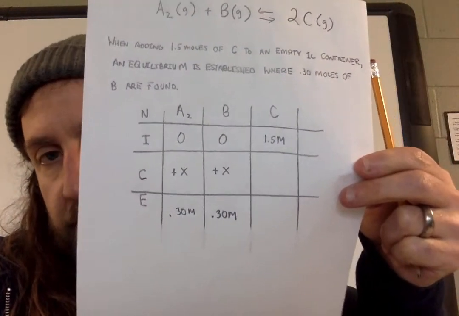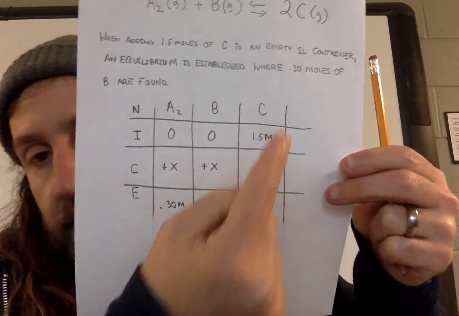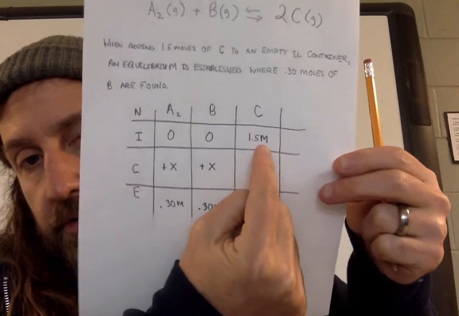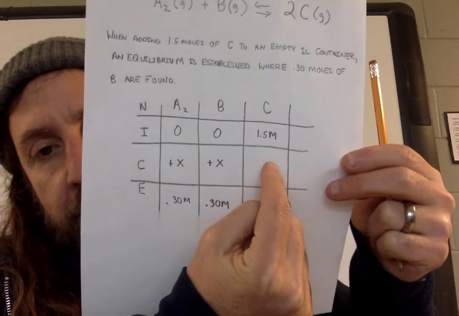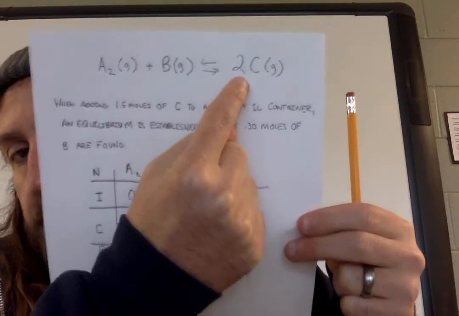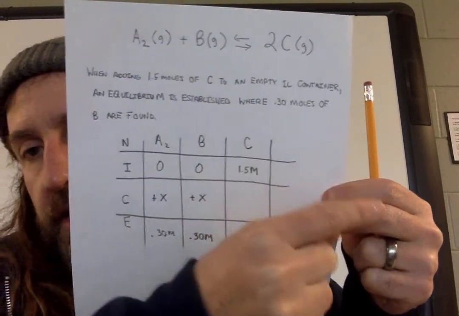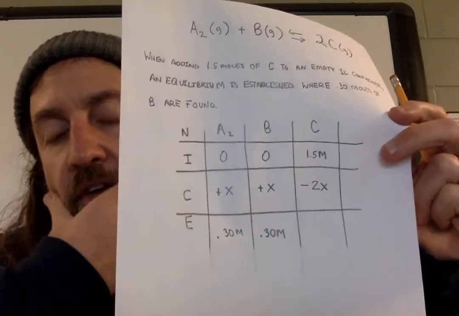And then the other thing, since B has a 1 coefficient and A has a 1 coefficient, and we know that they are gaining, we're getting more, we'll just say that their change is plus X. I think you see where this is going. The C, even though we knew how much we had initially, the concentration goes down, so it's going to be a minus, but it's going to be a minus 2X. Because we needed 2C to make the A and the B. So minus 2X.